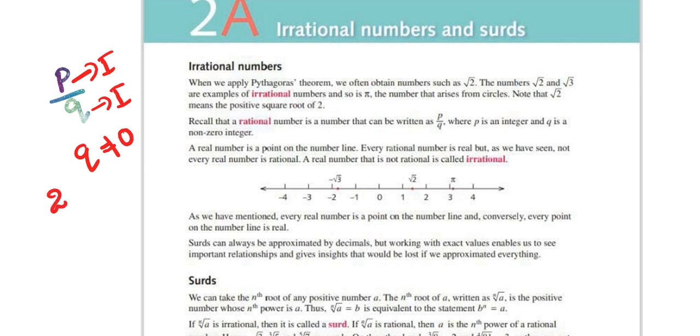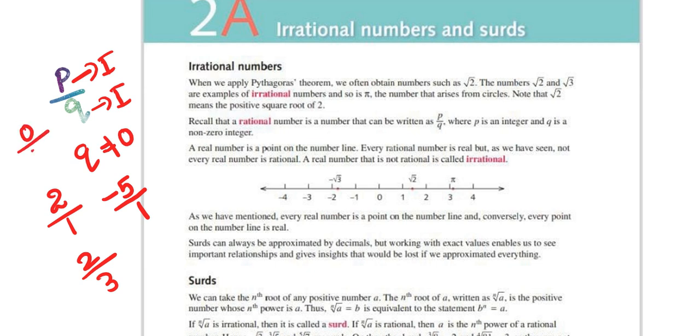For example, 2 is a rational number because 2 can be written in the form 2 by 1, where 2 and 1 are both integers. Then minus 5 is also a rational number because it can be written as minus 5 by 1. Then 2 by 3 is also a rational number because it is of the form p by q, where p and q are both integers.